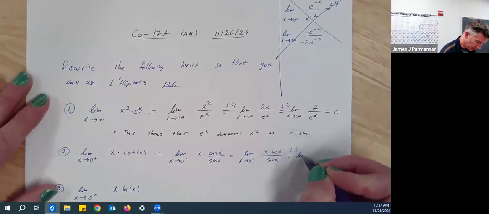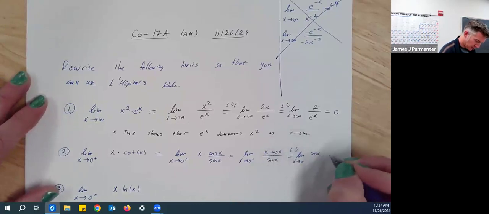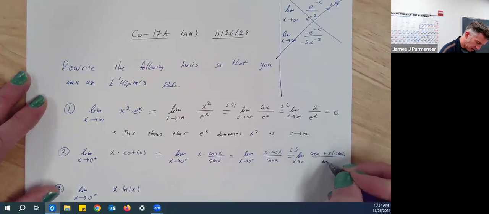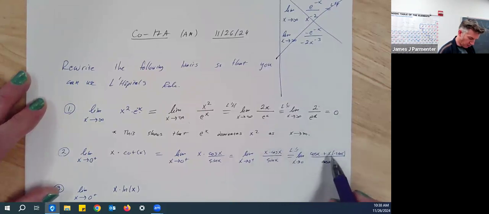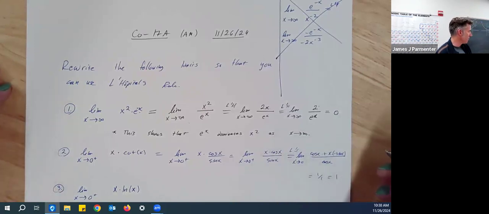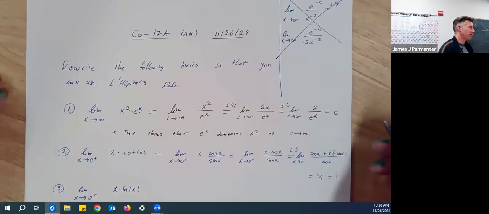If I do that, take the limit as x goes to 0 of 1 times cosine plus x times negative sine, all divided by the derivative of sine, which is cosine. And if you plug in 0, you get 1 plus 0 over 1, so we get 1 over 1, which is 1. On the other hand, x over tangent would be a little bit simpler, right? The L'Hopital's rule application would give you 1 over secant squared, and then plugging in 0 for secant squared would also give you 1 over 1. So both would be good there. Whatever feels better.